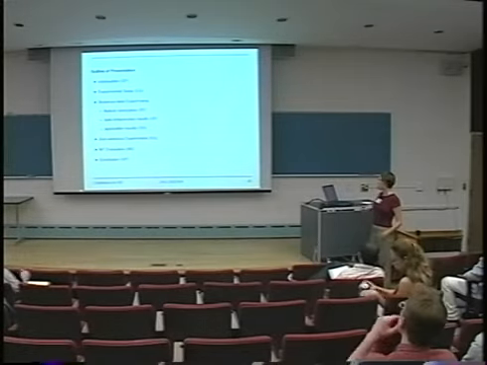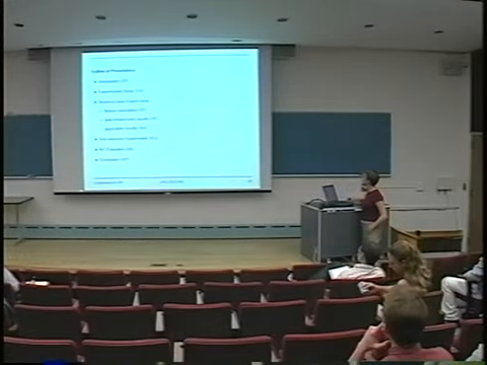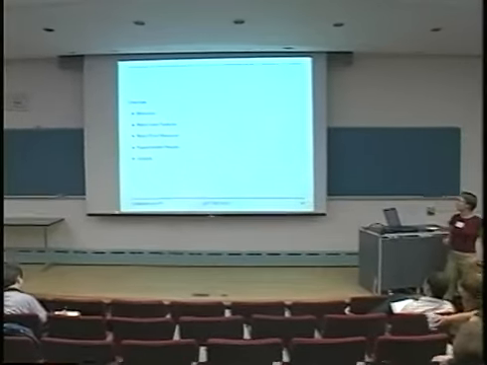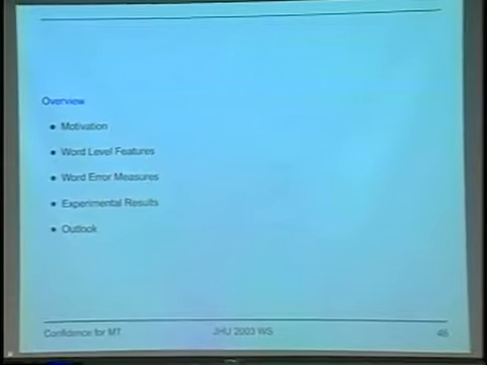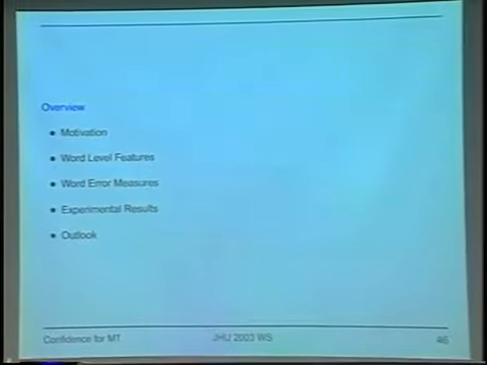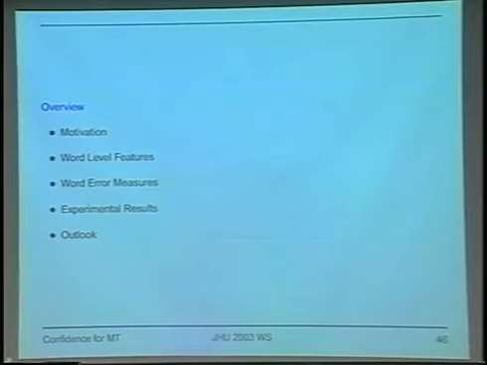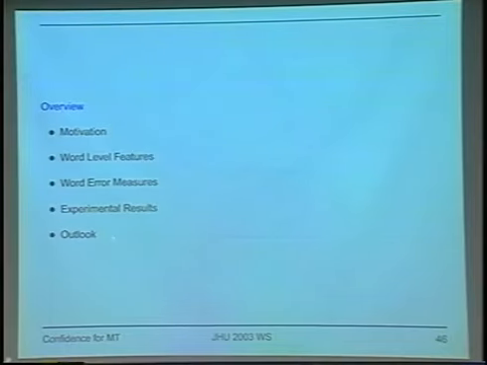Level experiments that we performed in the confidence estimation group. To give you an overview of the talk, first I want to motivate the approach and then describe the word level features that we used. There's a couple of words about the word error measures that we use for tagging words as correct or incorrect, because we have a bunch of different possibilities there. Then I'm going to present some experimental results and give an outlook.